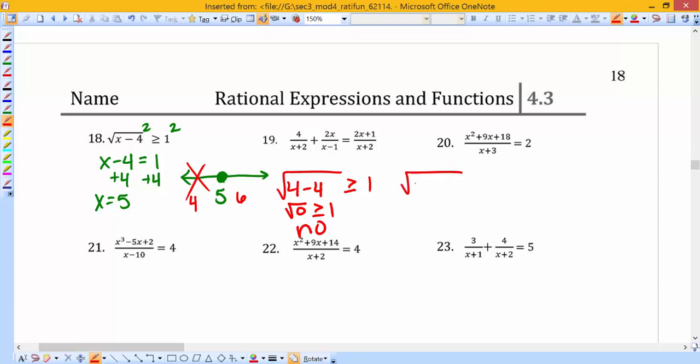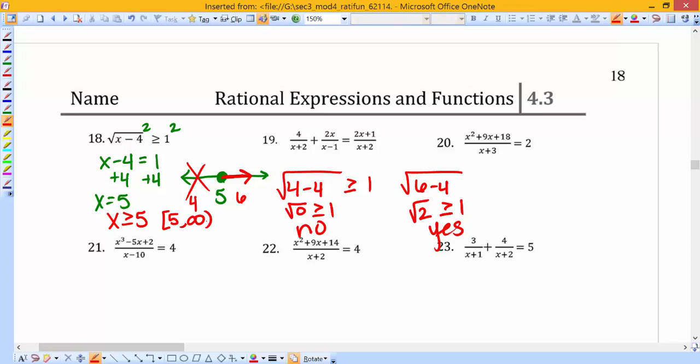Now if I plug in 6, 6 minus 4, the square root of 2, is that greater than or equal to 1? Yes. So this piece works. So my answer is where x is greater than or equal to 5. So that one, I could have left the inequality the way it was. You can also write this as 5 to infinity. I will take either one.